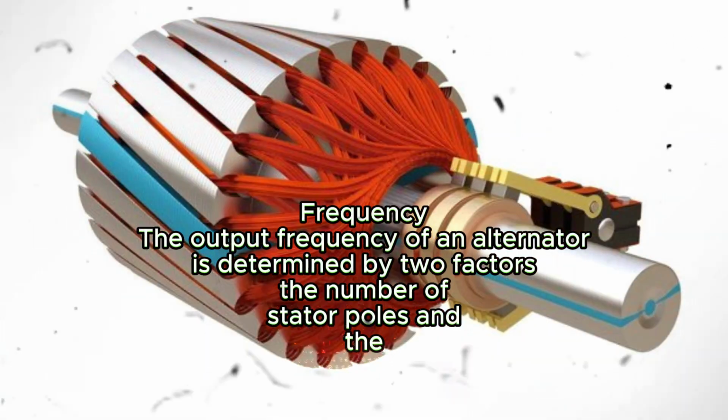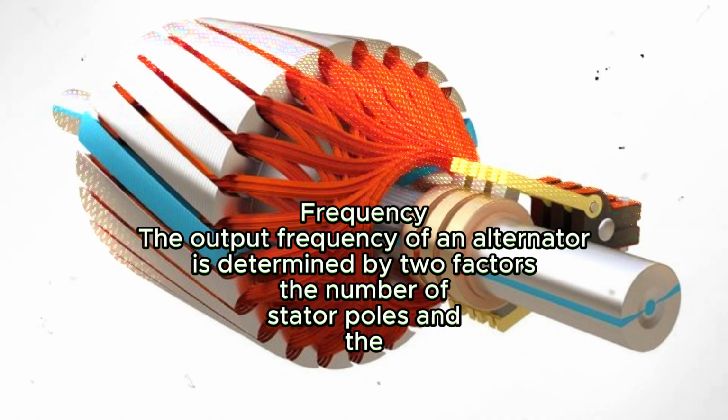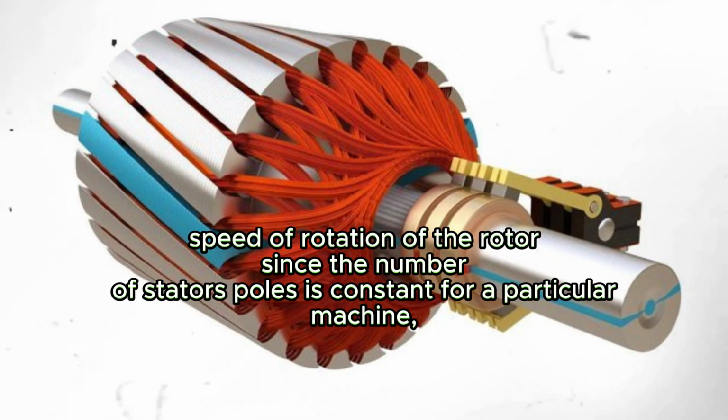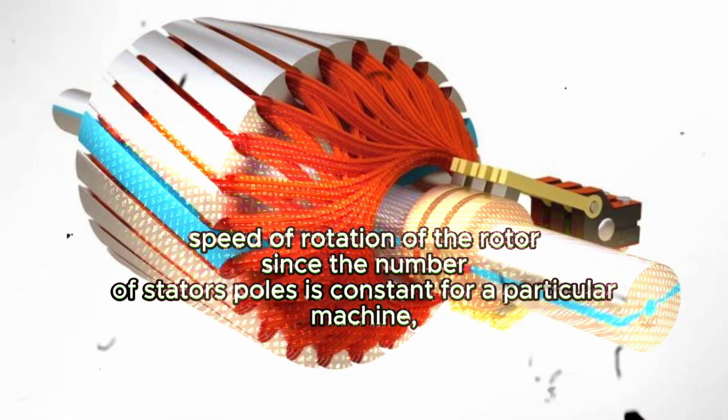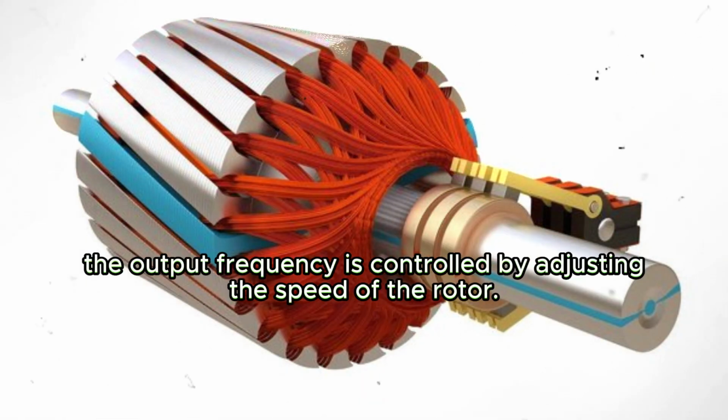Output frequency. The frequency of an alternator is determined by two factors: the number of stator poles and the speed of rotation of the rotor. Since the number of stator poles is constant for a particular machine, the output frequency is controlled by adjusting the speed of the rotor.